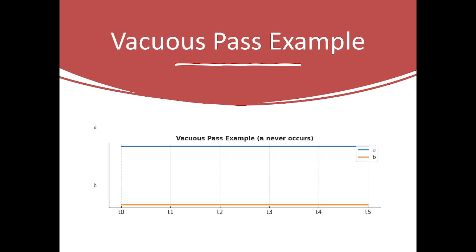And then there is the vacuous pass. Suppose here the property says if A happens, then B should follow. But if A never happens, the property passes vacuously. That's why we always add a coverage property to check whether A actually occurred in simulation time or not.